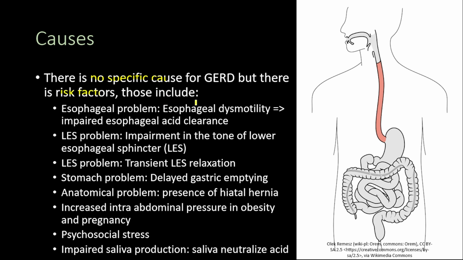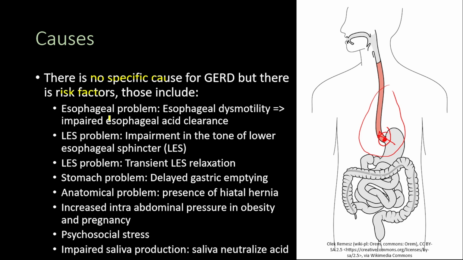to understand the risk factors, first we have to understand some points about the anatomy of the esophagus and the stomach. So we have the esophagus here connecting to the stomach, and at the connection of the esophagus to the stomach we have the lower esophageal sphincter. So here we have a sphincter, and this sphincter maintains high pressure to prevent the acid from returning into the esophagus. So normally this sphincter is contracting to prevent the acid from returning to the esophagus.